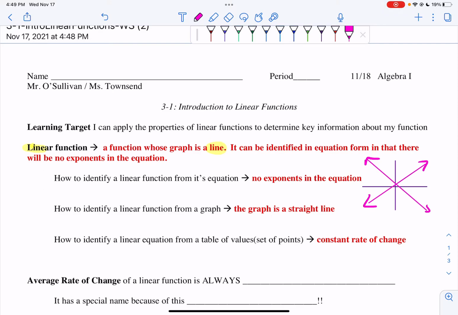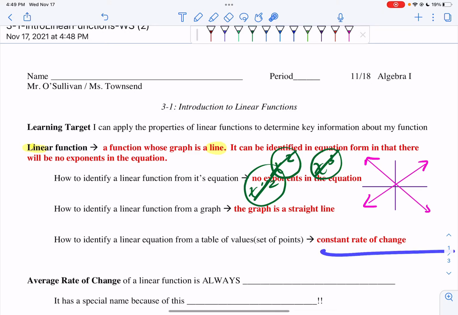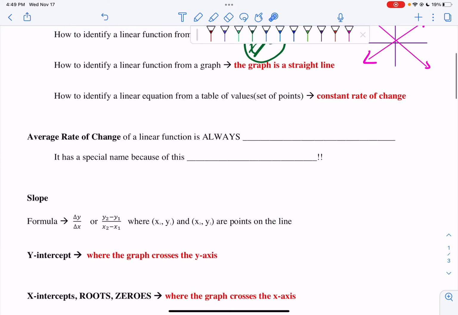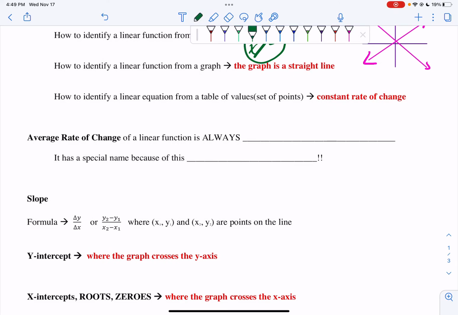Now, you can identify a linear function from its equation just by seeing that there's no exponent. So for instance, I will not have anything like x squared, x to the third, x to the 1/2. I'll never have those. If I want to look at it from a graph, it's a straight line like we see right here. And then if we see the table of values or a set of points, we have a constant rate of change. So the average rate of change of a linear function is always the same. It's always the same. And because of this, it has a special name, and it's slope.